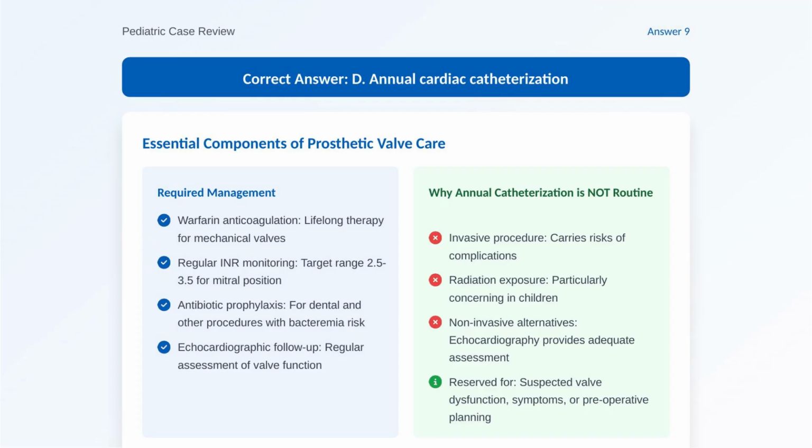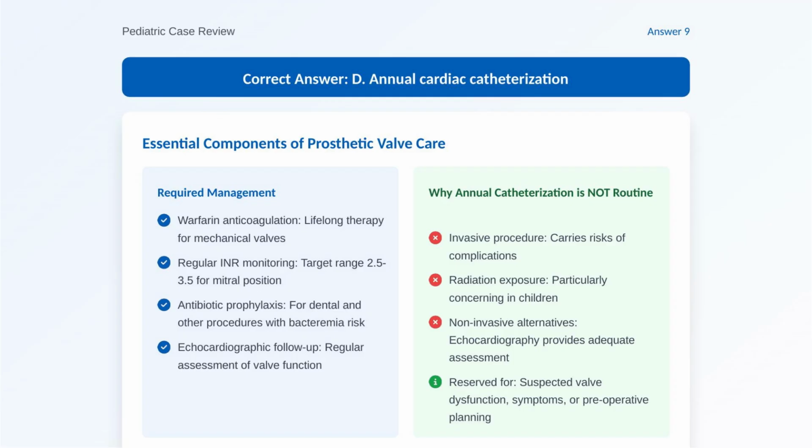Annual cardiac catheterization. While warfarin anticoagulation, regular INR monitoring, and antibiotic prophylaxis for dental procedures are all essential components of follow-up care for patients with mechanical prosthetic heart valves, annual cardiac catheterization is not routinely required. Patients with mechanical prosthetic valves require lifelong anticoagulation therapy with warfarin to prevent thrombus formation on the valve.